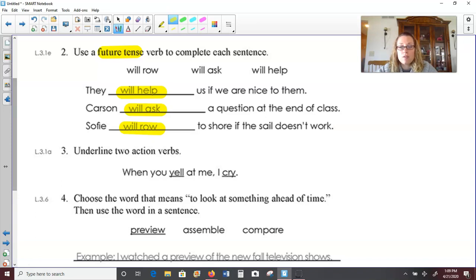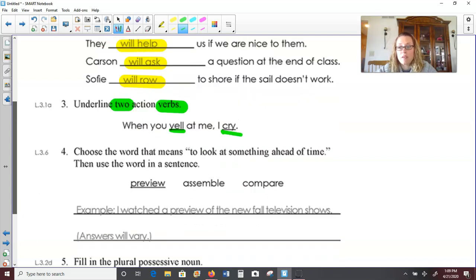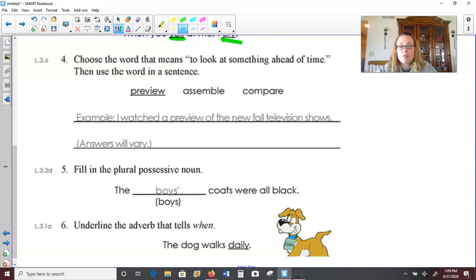Number 3, underline 2 action verbs. So we should have 2 verbs underlined in this sentence. When you yell at me, I cry. Remember, verb is an action word. So yell is an action someone might do, and cry is an action of something you might do. So yell and cry.